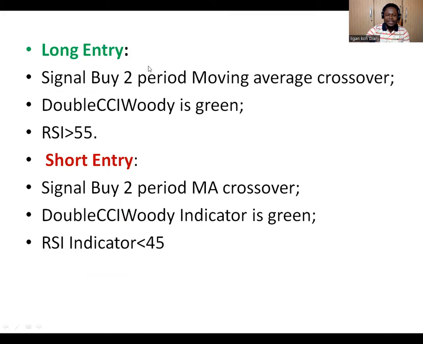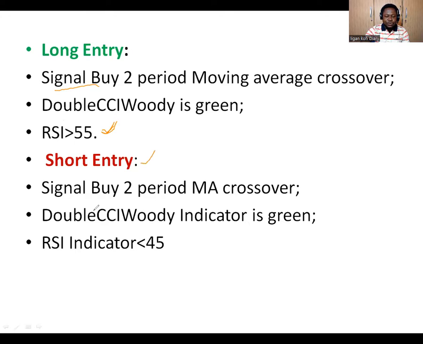The rule is here. If you are going to be using the RSI in place of the RSIOMA, then for a buy signal, you make sure the 2-period moving average cross gives you a signal. The DoubleCCIWoody is green. And then the RSI should be greater than 55. Make sure that it goes above the 55 level. Then you can enter your trade.